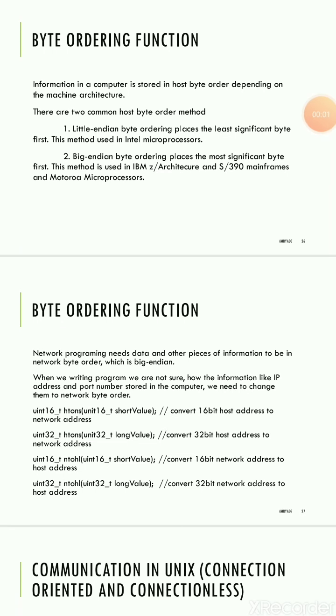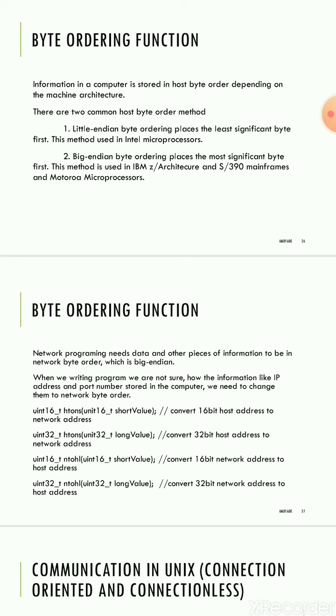So the next function is byte ordering functions. What are byte ordering functions? Information in a computer is stored in host byte order, which may be little endian, in which the little end byte is stored in the starting address, or big endian, in which the big end byte is stored in the starting address. Little endian and big endian are the two different formats used to store information in byte ordering.